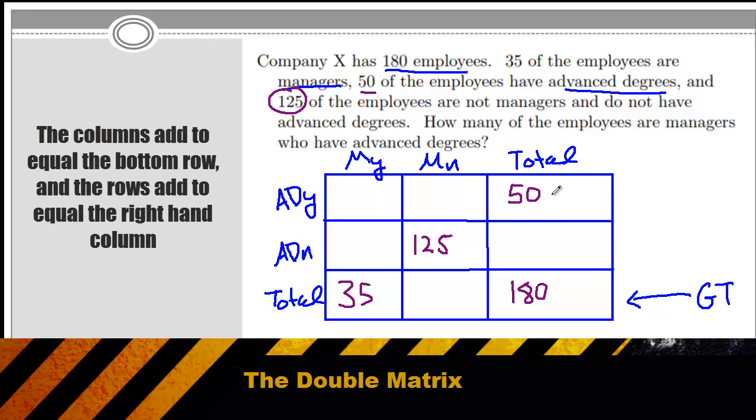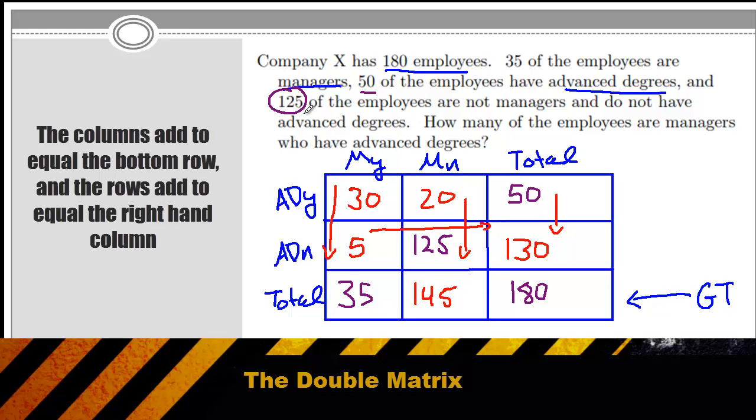So starting on the right-hand column, 50 plus something equals 180. So that means my total of advanced degrees no must be 130. And then adding across the right, I know something plus 125 equaled 130, so that something must have been 5. And then adding down, I know something plus 30 or something plus 5 equaled 35. So that would be 30 there and 20 here. And then I add those down to find 145.